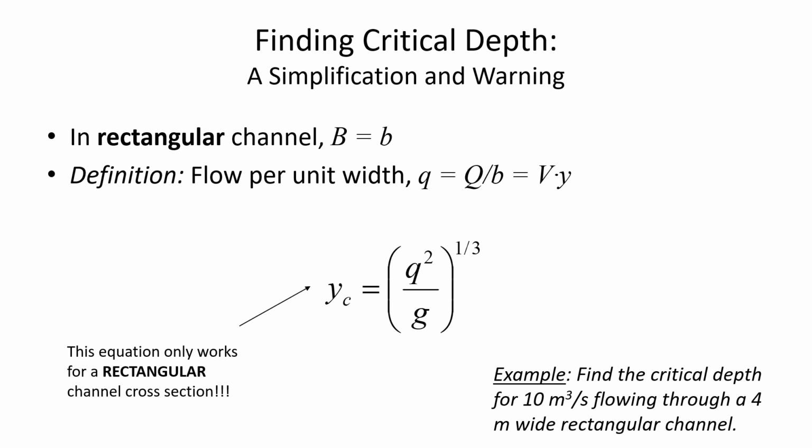In our previous example, we got that it was 0.86. Let's put that to the test here. Get out your calculator and see if we get the same depth. 2.5 squared divided by 9.81, to the power of 0.333.